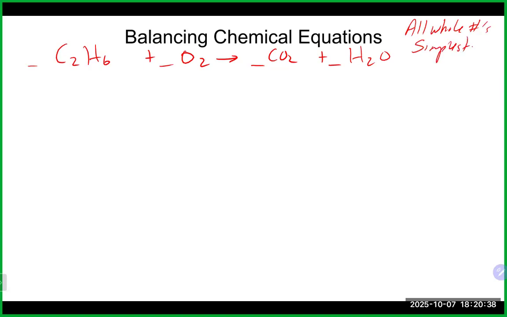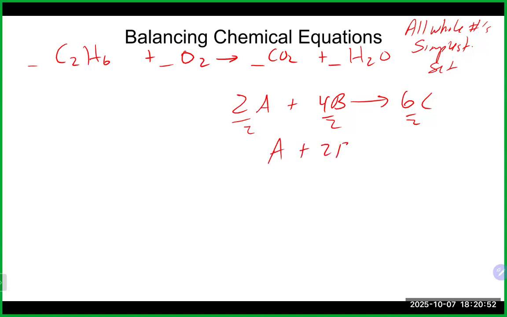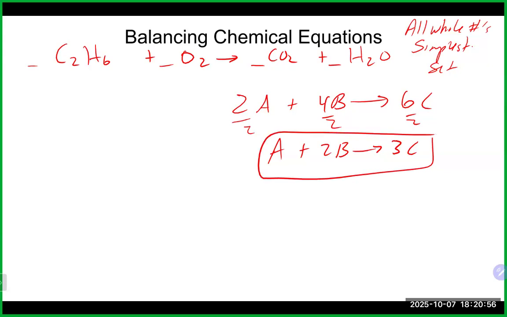So what do I mean by that? For example, if you balance the equation 2A plus 4B goes to 6C, even though it may be balanced, you technically go through and divide everybody by 2 and still get whole numbers, and you should do that. In this bad example here, that would be the properly balanced equation. So you always want to make sure that it's the simplest whole numbers when you balance it.